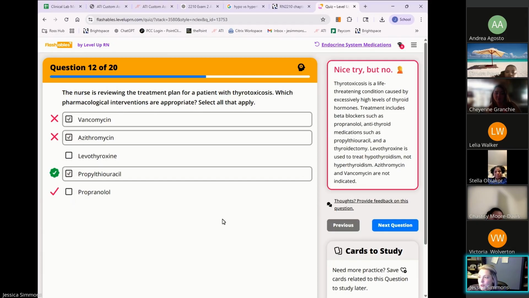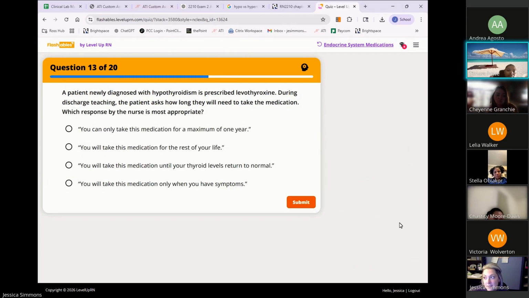That is also a really good question. Why is the beta blocker the answer too? Because of the tachycardia that's being caused by the hyperthyroidism. Oh, it slows the heart down.